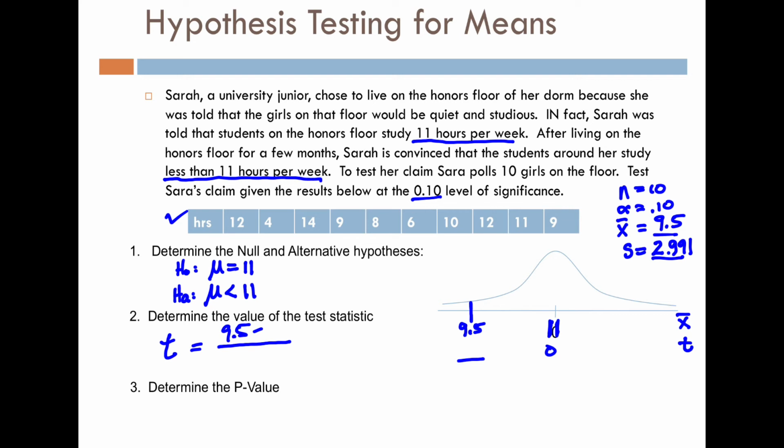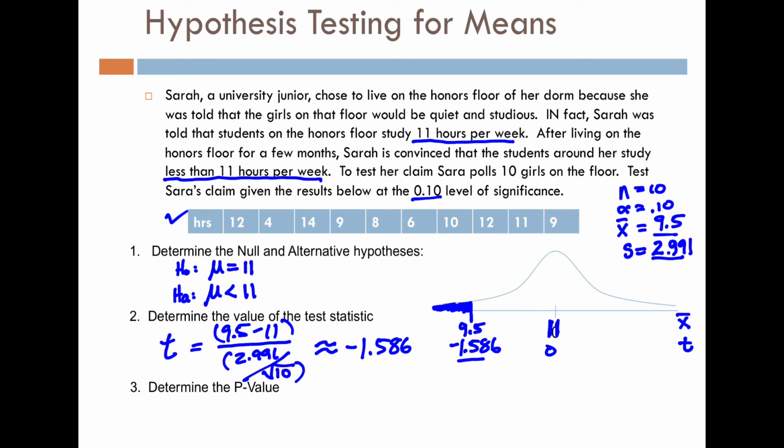So we go 9.5 minus 11 divided by 2.991 over the square root of 10. Parentheses around the top and the bottom. You can skip the top if you hit enter after 9.5 minus 11. You should get negative 1.586. So we're a little more than 1.5 standard deviations to the left.